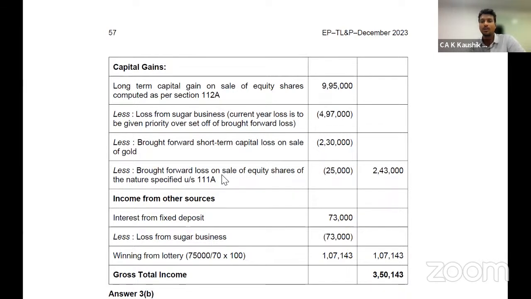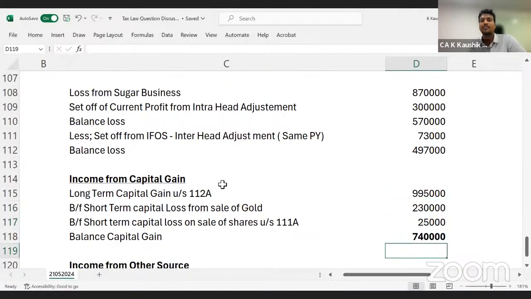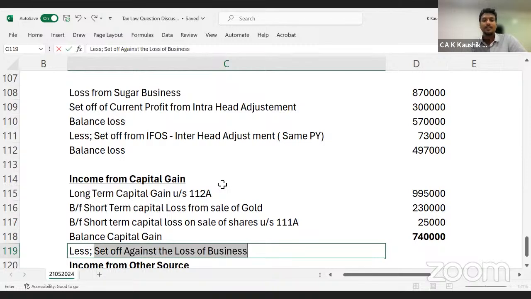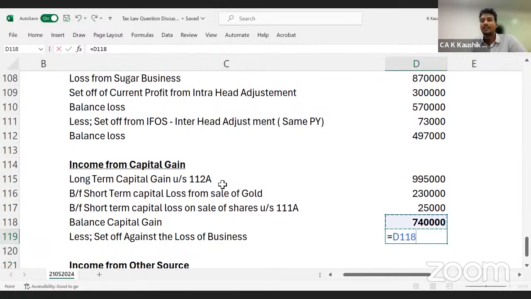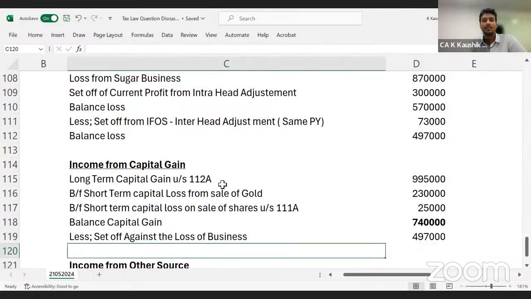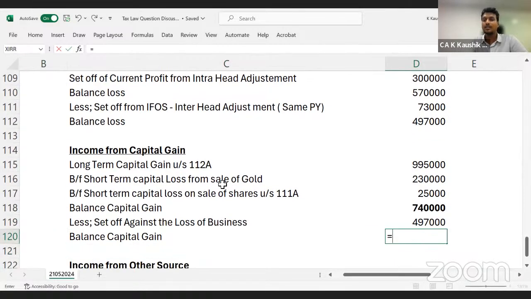This is 7,50,000. Less, this also can be set off against the loss of business, 4,97,000. Okay. So the balance capital gain is 2,43,000 taxable. So this will come on the outside box.